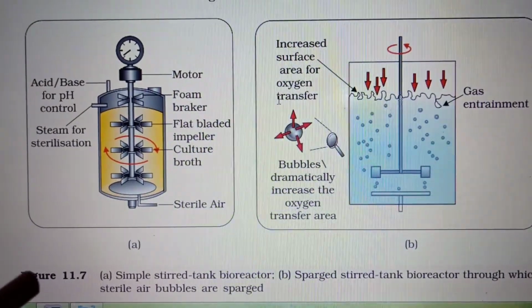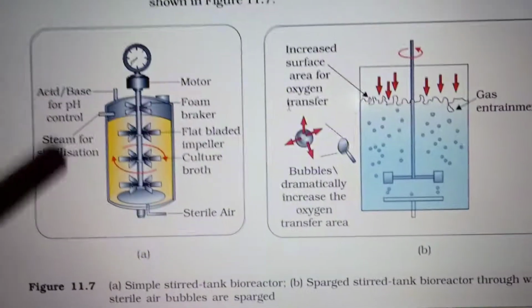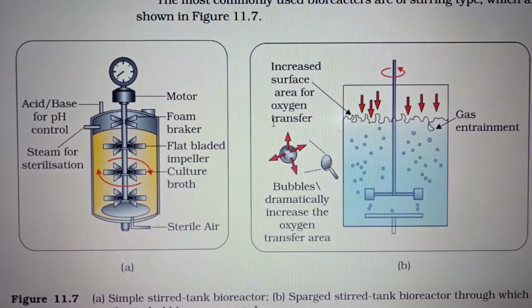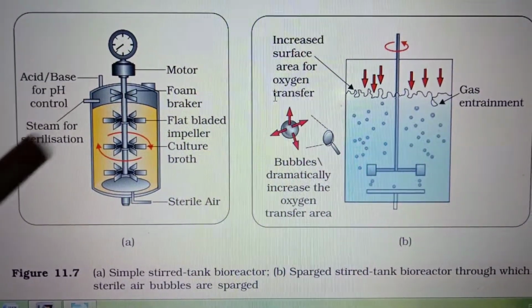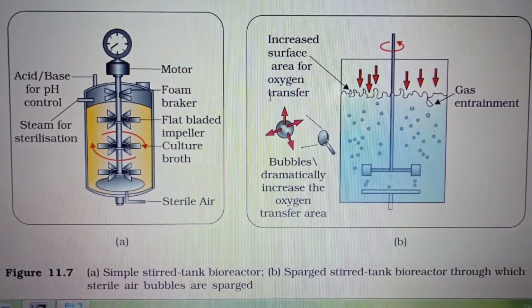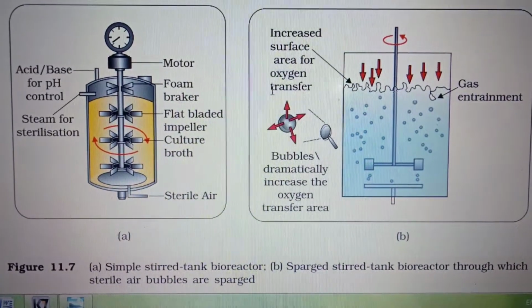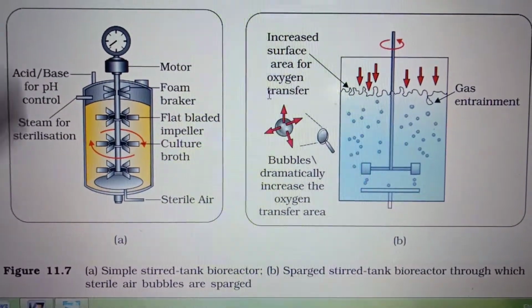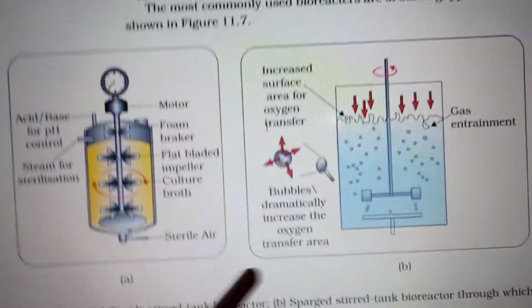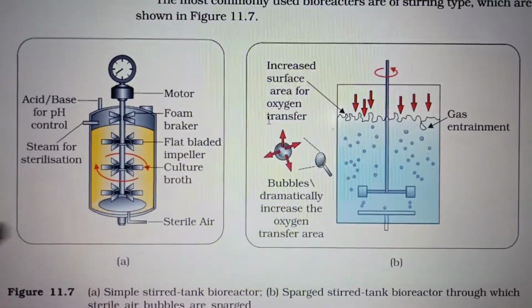It is a vessel in which the raw materials are biologically converted into specific products. A bioreactor provides optimal conditions for achieving the desired product, that is optimum growth conditions such as pH, temperature, salts, vitamins, oxygen, everything. And here in your book two types of bioreactors are given.